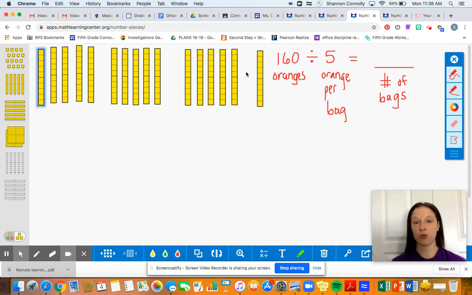Okay? And so what we're going to think about is if I take this 50 over here, if I do this 50 divided by 5, will that give me the same number of bags as this 50 divided by 5?